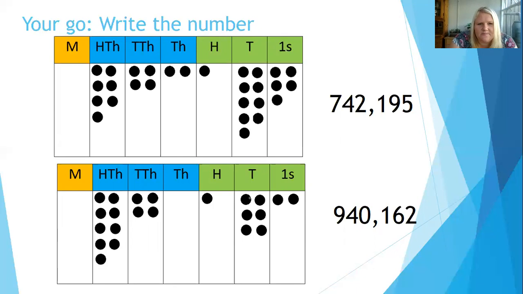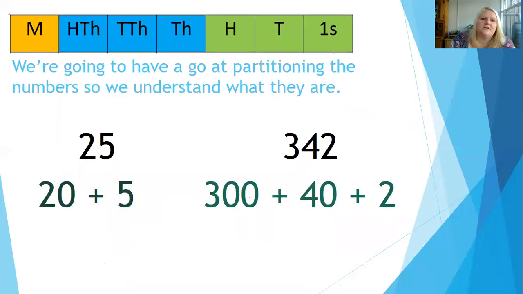Right, what's next? Okay, so now you've had a go, we've said the numbers, we need to understand what each of it means. So we're going to have a go at partitioning the numbers. Now, partitioning just means splitting it up, okay? Just means taking what we've got and putting them into their individual values.